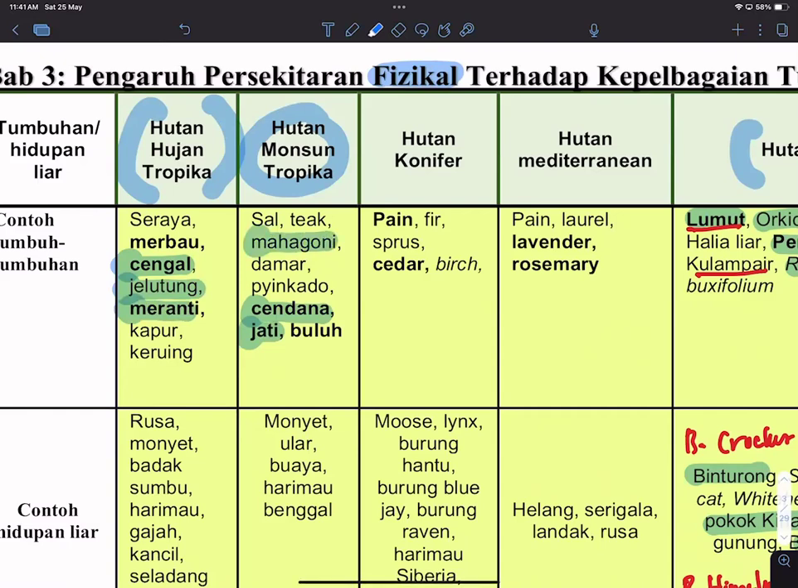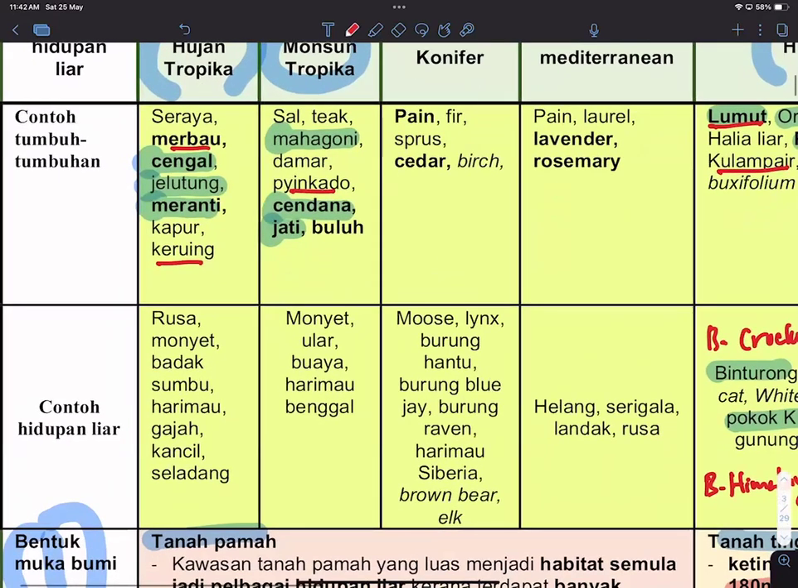So if you want to memorize one more, try to focus on Keruing or Merbau, these two. For the hutan monsoon tropika it is Pingado. But other than the CJM, I didn't highlight Merbau, Keruing and Pingado, as they are not going to be asked very frequently. So for these two hutan in the later chapter, always try to memorize two more, which are Rotan and Pulai. Try to add these two.